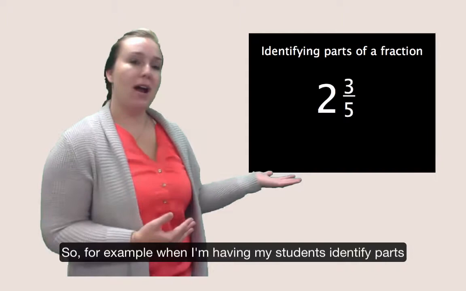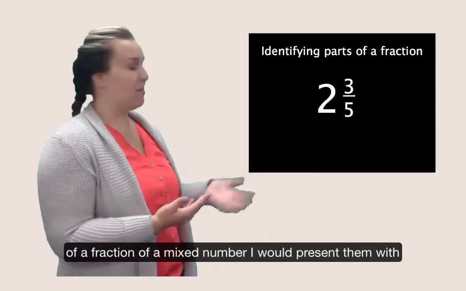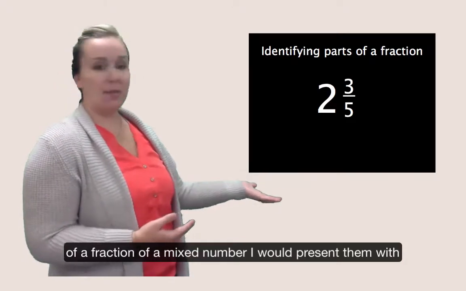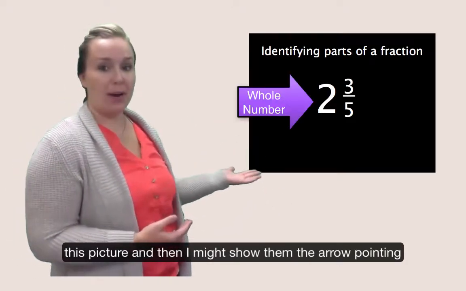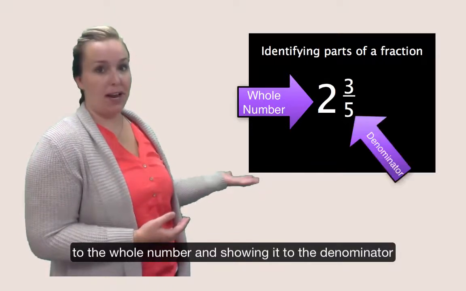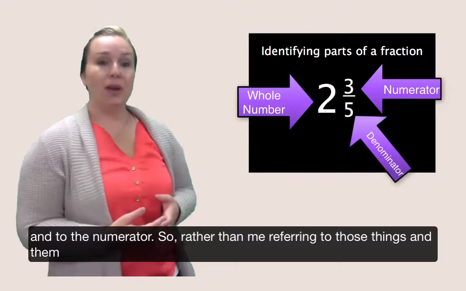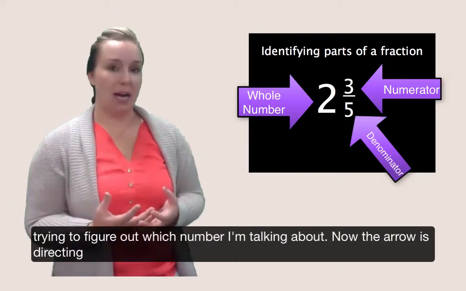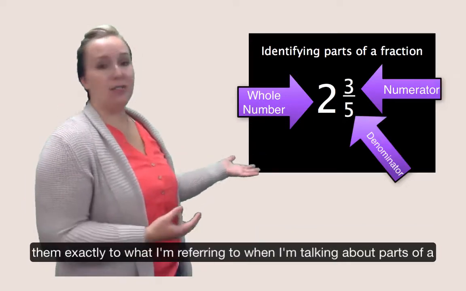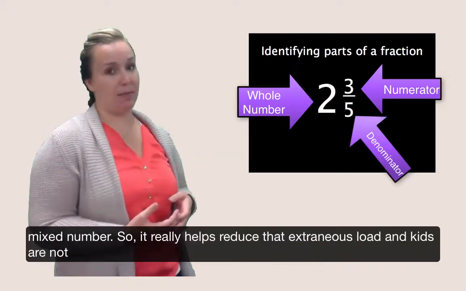So for example, when I'm having my students identify parts of a fraction or a mixed number, I would present them with this picture, and then I might show them the arrow pointing to the whole number and showing it to the denominator and to the numerator. So rather than me referring to those things and them trying to figure out what number I'm talking about, now that arrow is directing them exactly to what I'm referring to when we're talking about parts of a mixed number.